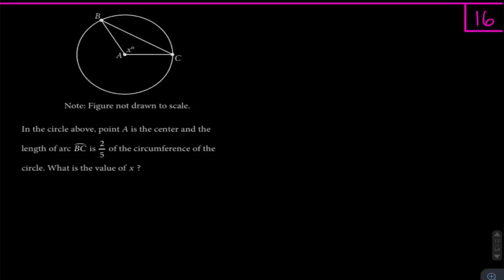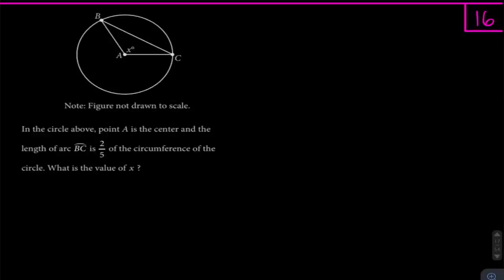So problem 16 here, looks like we got a big old circle, and we're trying to find this angle right here. It says in a circle above, point A is the center of the circle, and the length of arc BC is 2/5 of the total circumference of the circle. So then it asks us for the value of x.